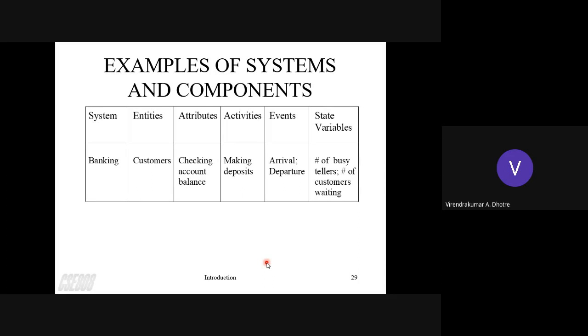State variables: number of busy tellers, machines, we can say, number of customers inside waiting who want to make activities, right? So they can arrive, they can depart, they can check, and there will be different attributes which will be part of banking, and customers will use the features provided.